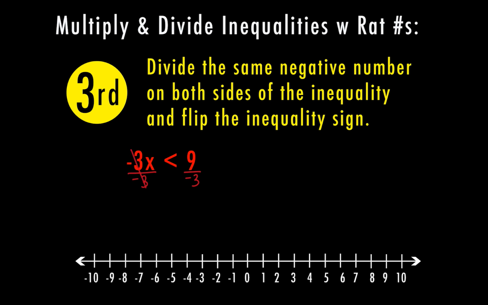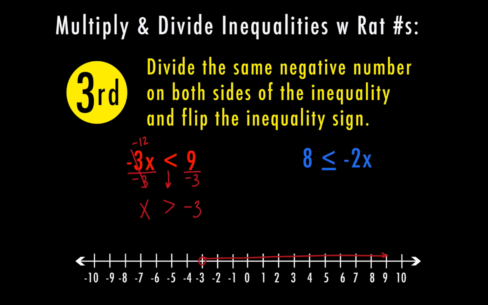Negative 3 divided by negative 3 is 1. So I'm left with x is greater than, because I have to flip my sign. 9 divided by negative 3 is a negative 3. So now I'm going to find my negative 3. I'm going to do an open circle at negative 3, and I'm going to shade everything to the right. If I were to plug in any of these numbers here, let's plug in a 4. 4 times negative 3 is negative 12. Negative 12 is less than 9. So that is a true statement.